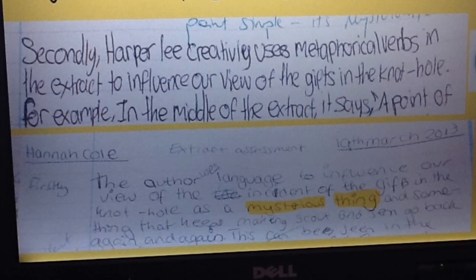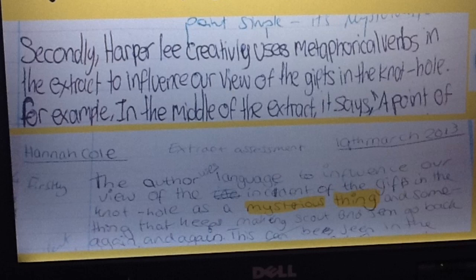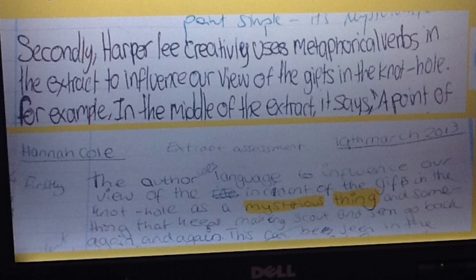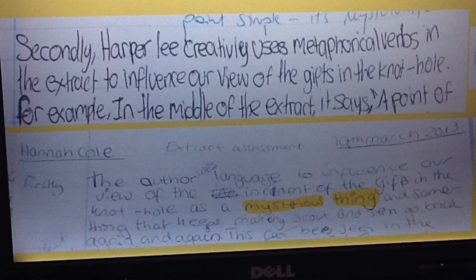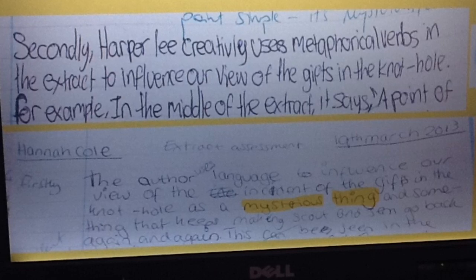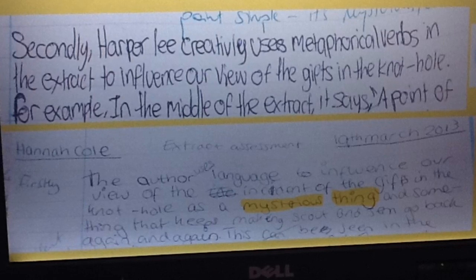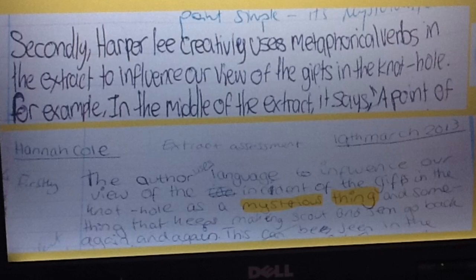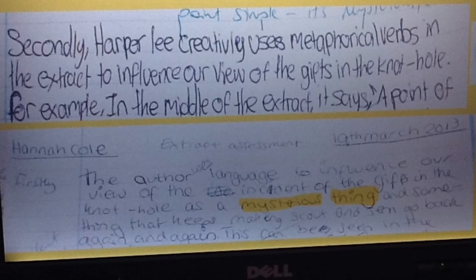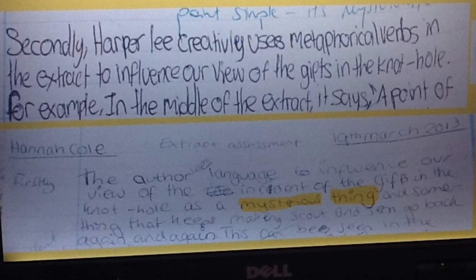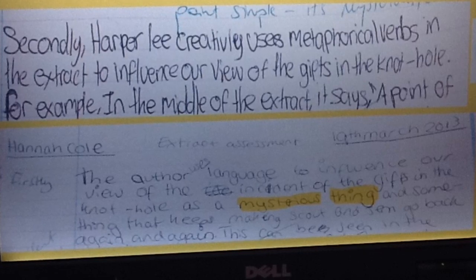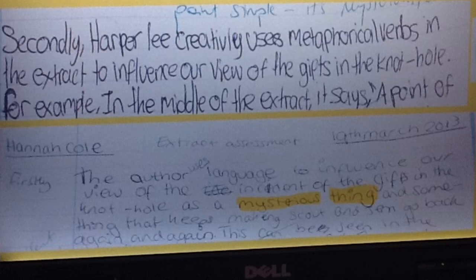Now in contrast with that, what we have here is a perfect example of how to do it. And in this case, the student says the author uses language to influence our view of the incident of the gifts in the knothole as a mysterious thing and something that keeps making Scout and Jem go back again and again. All the key words of the question, but it's got a point, that it's mysterious and it draws them to it. That's the point. Later on, the student then goes on to say it's the use of colour or metaphor that kind of shows how it's mysterious. But the most important thing is to answer the question and to make your point clear, and everything else then flows from that quite naturally.